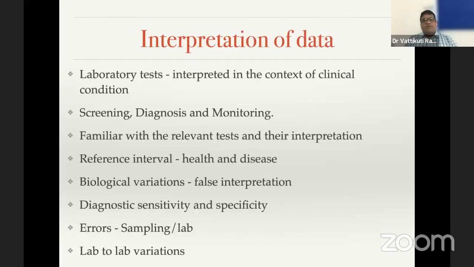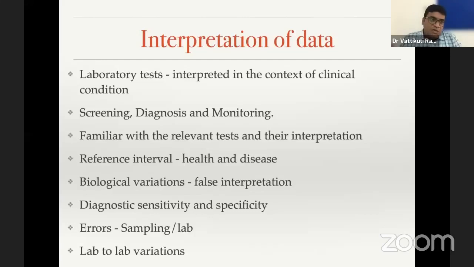So again, when you send multiple tests without knowing why you are sending, you don't know what to interpret. So when you come to the interpretation of the data, it is very important to interpret in the context of the clinical condition.